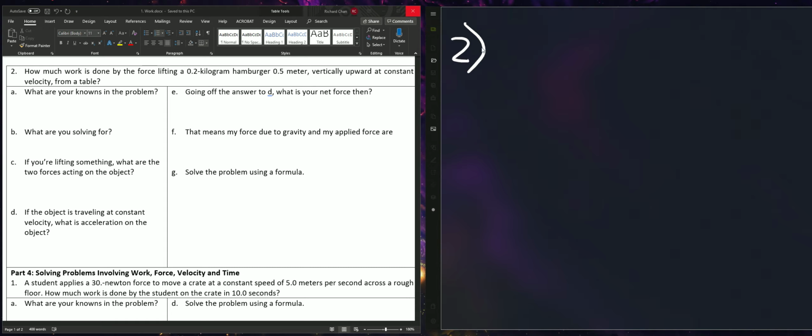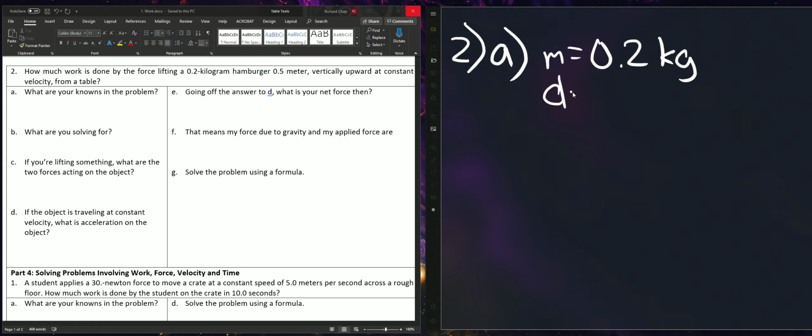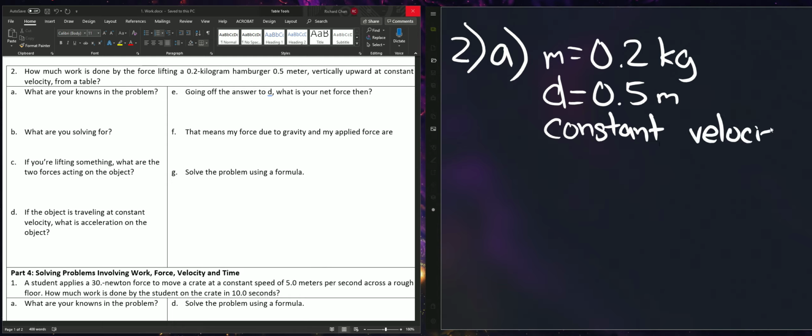All right, so what are our knowns in this problem? Well, we know my mass is 0.2 kg, and we know the distance that I travel is 0.5 meters, and I know it's traveling at a constant velocity. You don't really have to write this down for your notes. I'm just writing it down so you make sure to remember this.